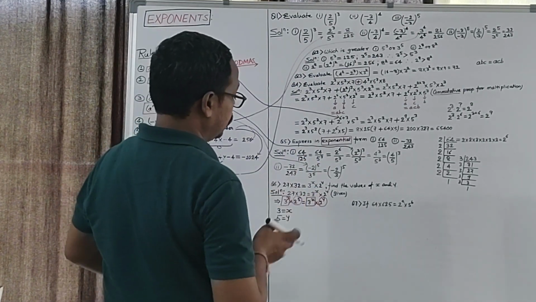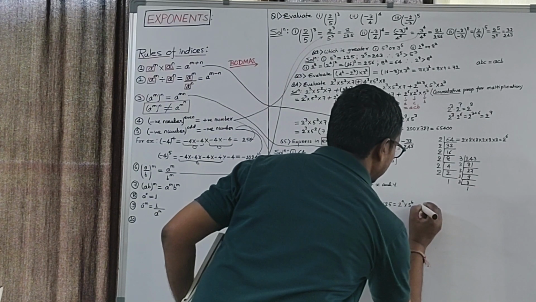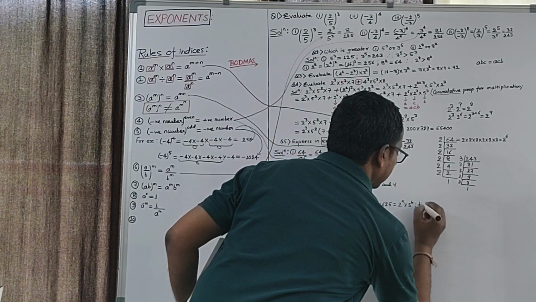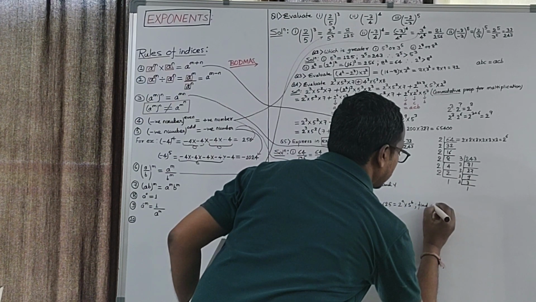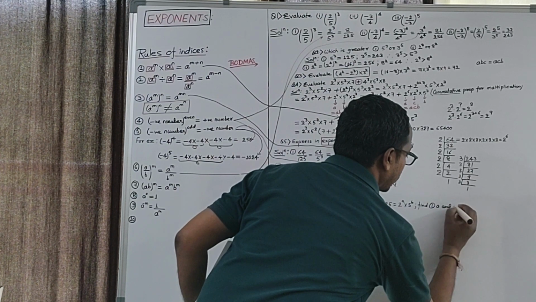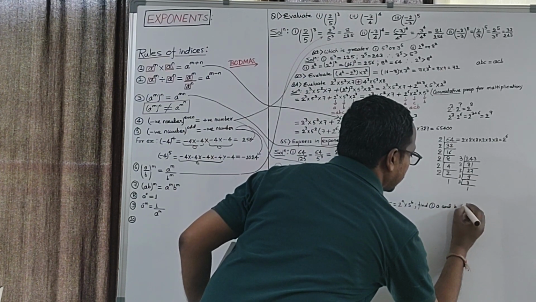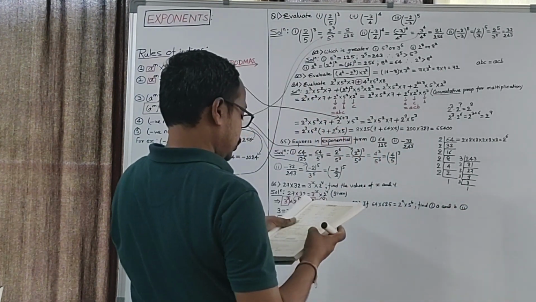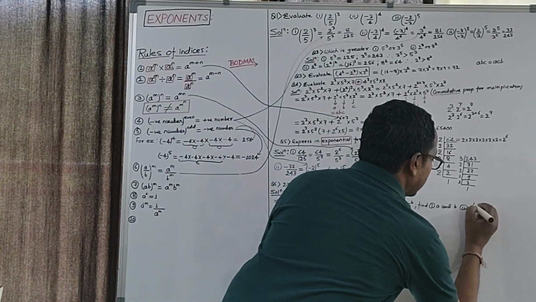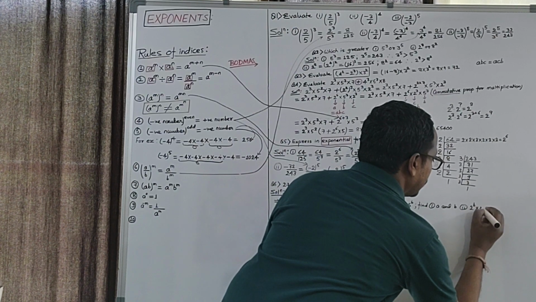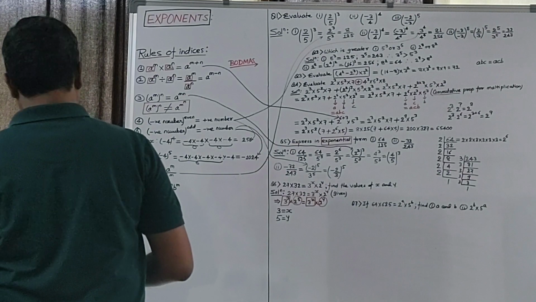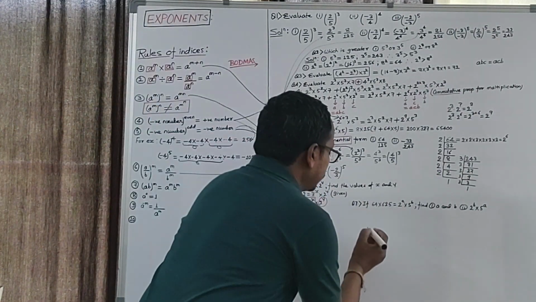They are asking you two parts. First part, find a and b, and second part, they are asking you to do 2 to the power b into 5 to the power a, this type of questions. Okay, fine. So we'll go with that.